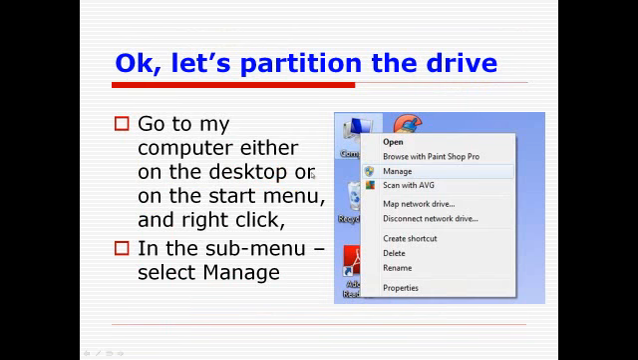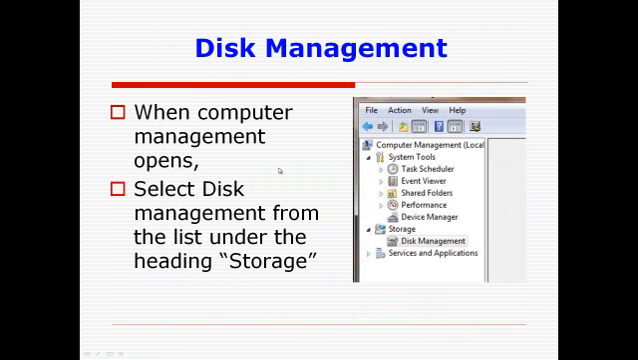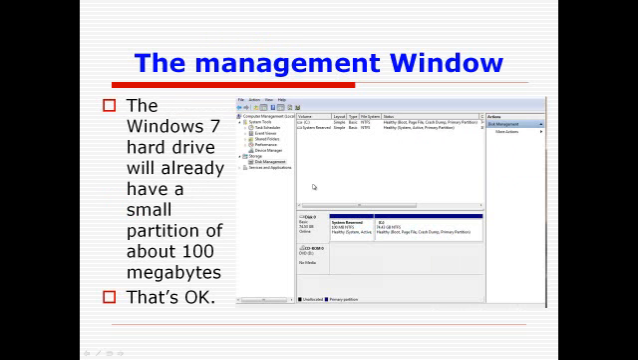So let's carry on. Let's partition the drive. Go to My Computer either on the desktop or the start menu and right click. In the sub menu select Manage. When Computer Management opens, select Disk Management from the list under the heading of Storage. This one here. In the management window, the Windows 7 hard drive will already have a small partition of about 100 megabytes. That's okay. That's this space here.